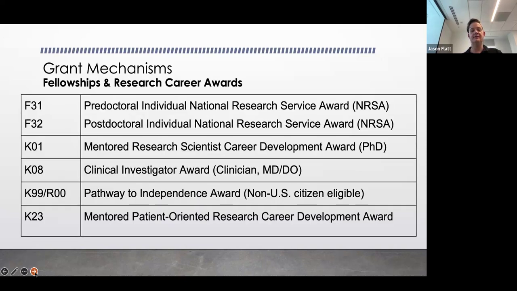The next mechanisms that I think are really important for junior faculty are going to be these research career awards, as well as thinking about, if you have any students, you could support them with a pre-doctoral fellowship, the F31. Maybe you have a PhD student that's graduating and wants to continue to get some research training, so an F32.